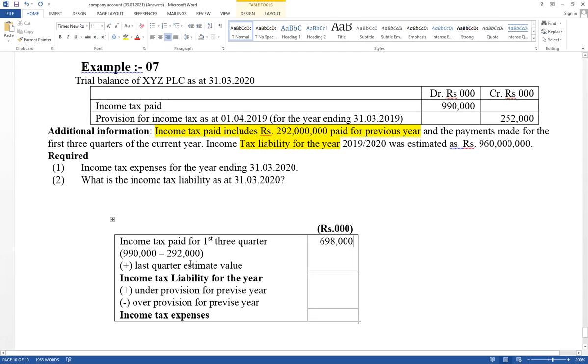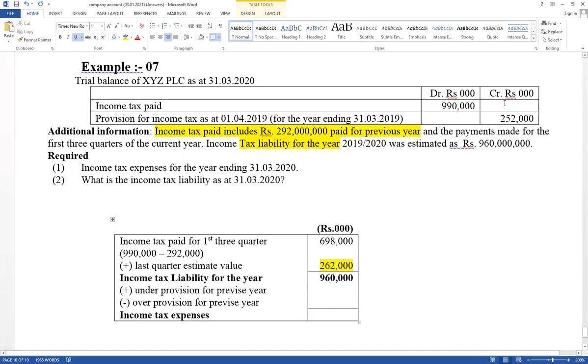Now it has not given the last quarter estimate value, but it has given income tax liability for the year. Income tax liability for the year equals first quarter paid amount plus last quarter estimate value. It has given 960,000. That value should be included here. Then the reason for the difference is the last quarter estimate value. Therefore, the difference value equals 262,000. That value should be included under current liability as income tax payable.